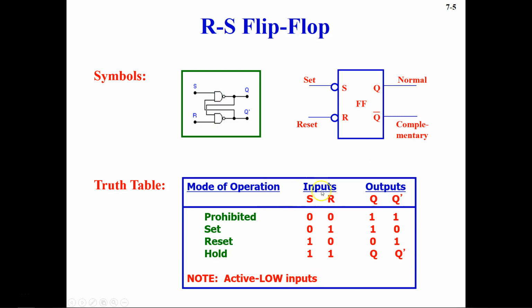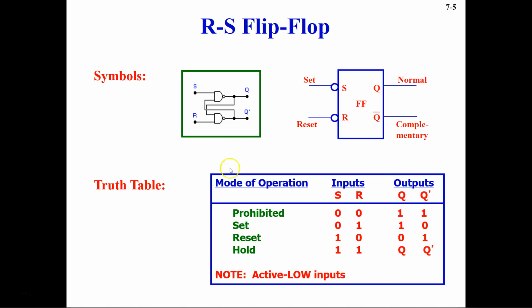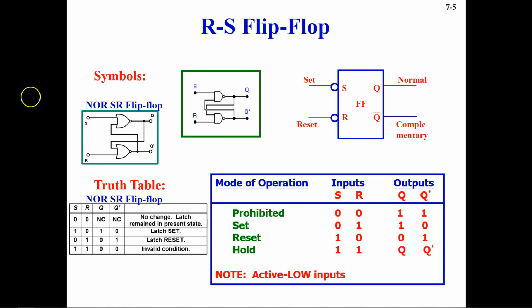So this truth table is based on active low inputs, and you can make the RS flip-flop using NOR gates also. But there will be some changes in the truth table. If you replace the NAND gates with NOR gates, then that will be another type of latch or another type of flip-flop. Now let's quickly see the NOR SR flip-flop. So you see, this is the logic diagram for the NOR SR flip-flop.